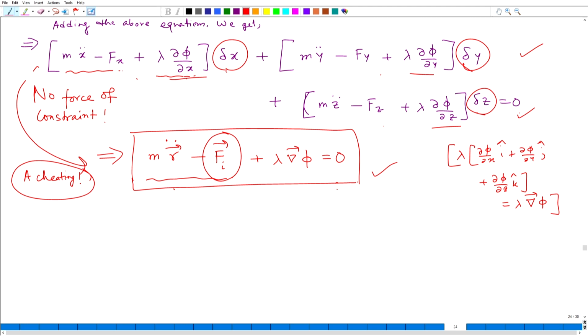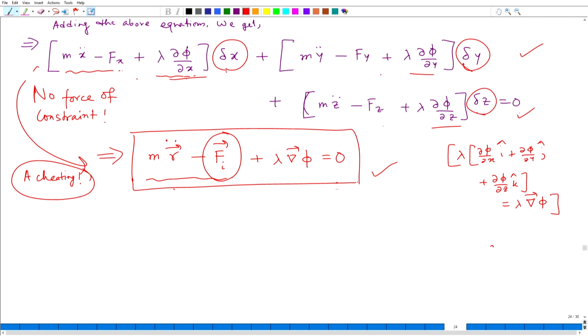But remember, delta x, delta y, delta z, they are related by constraints. So, they are not independent quantities, because they should always be related by the constraint equation. So, for example, if you just remember that x square plus z square is equal to L square, it simply gives you that 2x delta x plus 2z delta z equal to 0.